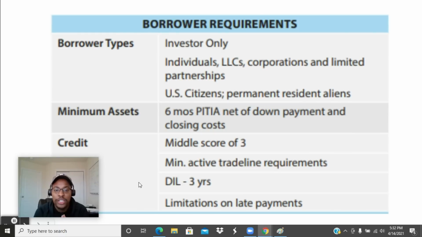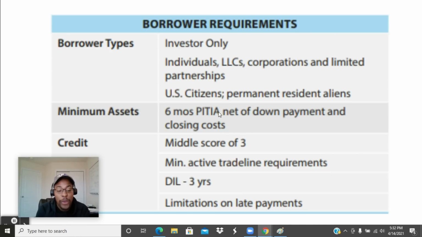All right, so this is just some basic borrower requirements. Now, this can vary from lender to lender. And then a lot of lenders require 6-month PITIA net of down payment and closing costs. Now, what this basically means is that they want to see some reserves in your bank account. So aside from your 20% or whatever down payment, you're also going to have to show some liquid assets, meaning that they want to see that, after you put down your down payment and closing, you don't just run out of money and default on the loan.